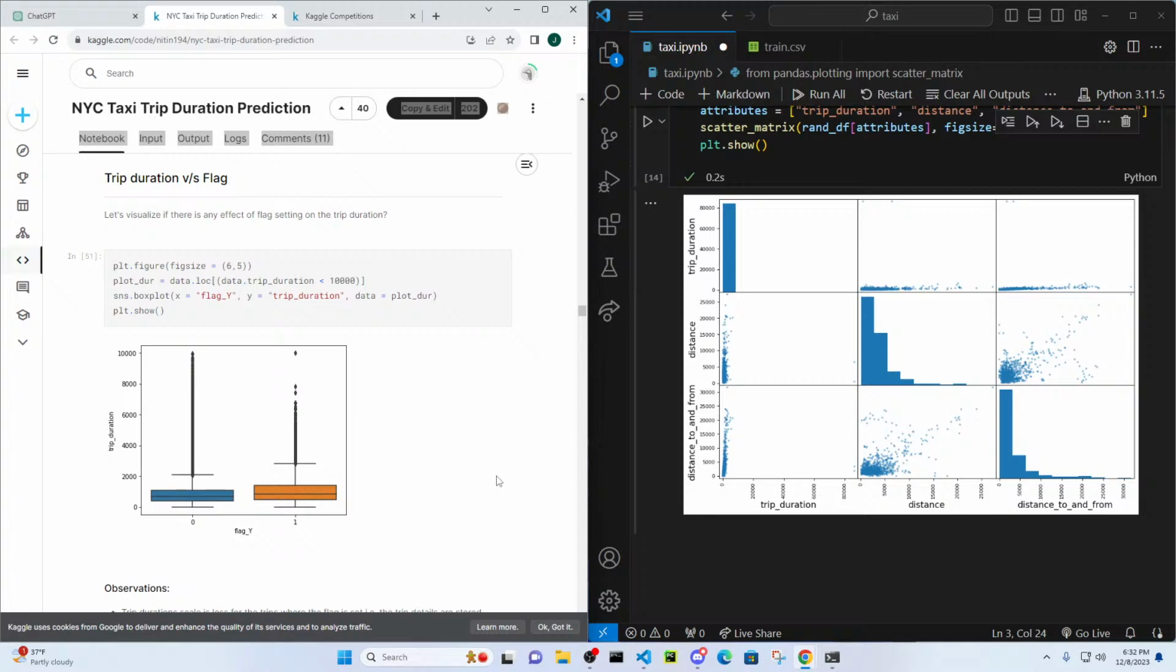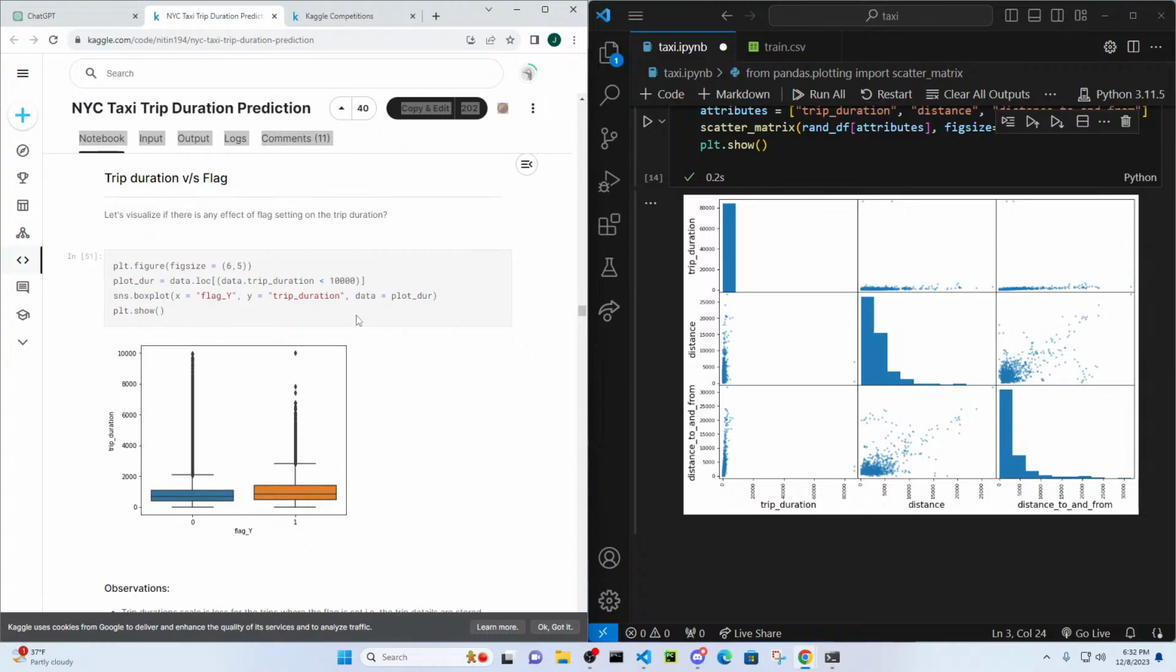So trip duration versus flag. Let's visualize if there is any effect of flag setting on the trip duration. So we're just figuring out how we want to make this look. We're taking basically any of the rows in our data set where the trip duration is less than 10,000, I believe. And then we have trip duration on the y-axis and flag on the x-axis.